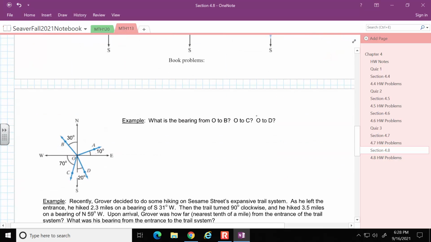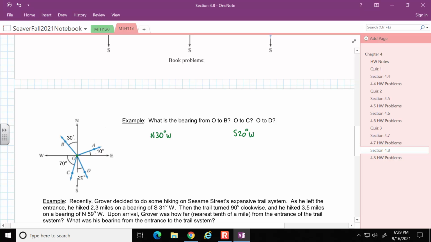What is the bearing from O to B? So you tell me, O being the origin here, what is the bearing to point B? It is north, and it is then 30 degrees to the west. Okay. So what about O to C? First question, is it north or south? South, right? It's going down. Then, say what? 20. It is 20. Very good.